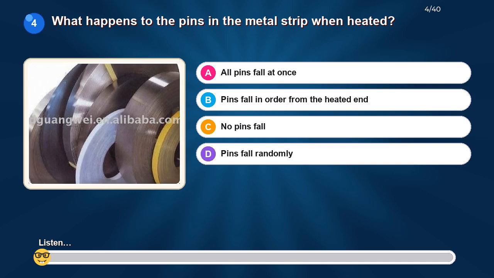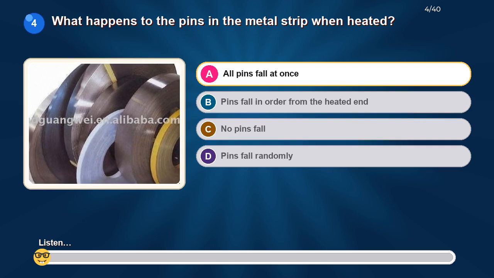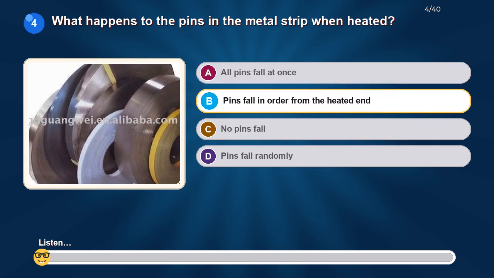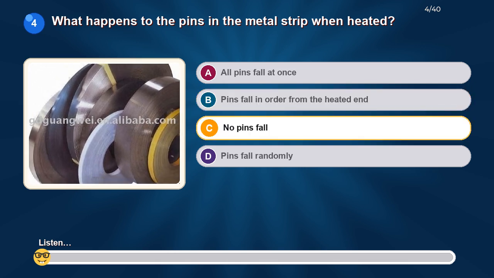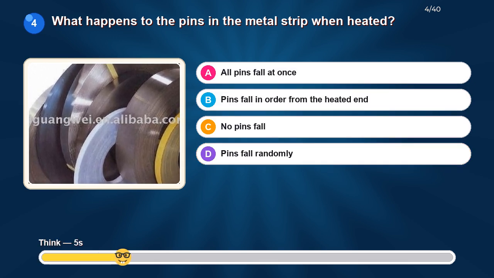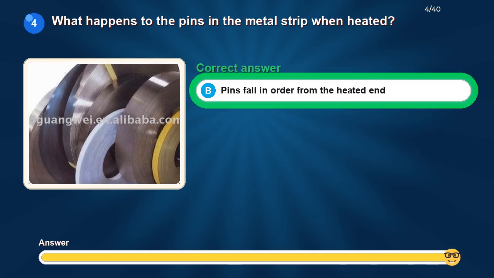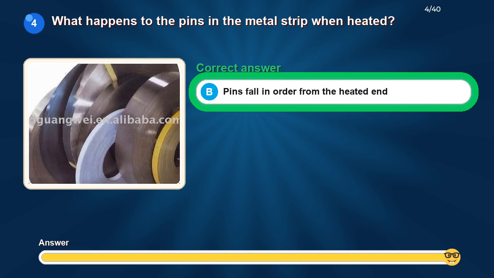What happens to the pins in the metal strip when heated? Option A, all pins fall at once. Option B, pins fall in order from the heated end. Option C, no pins fall. Option D, pins fall randomly. The correct answer is pins fall in order from the heated end.